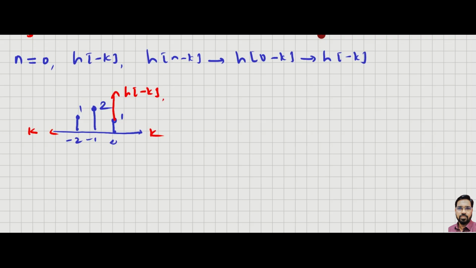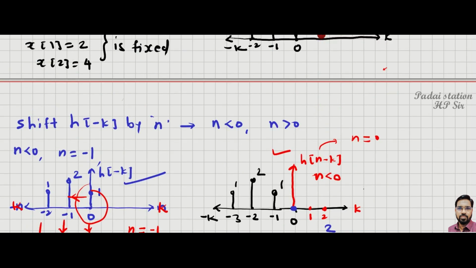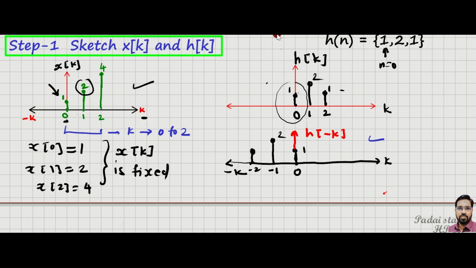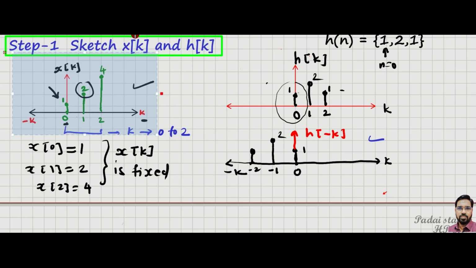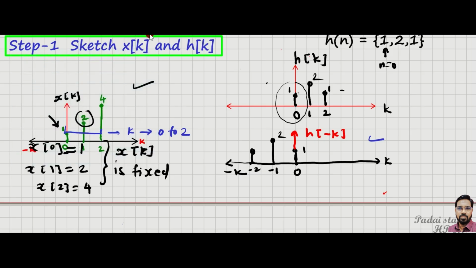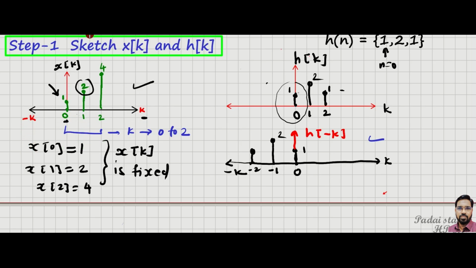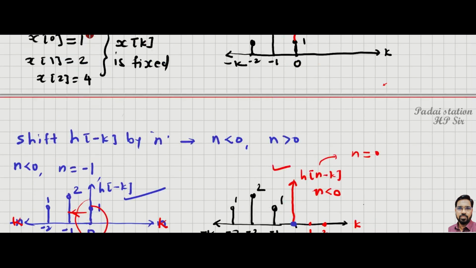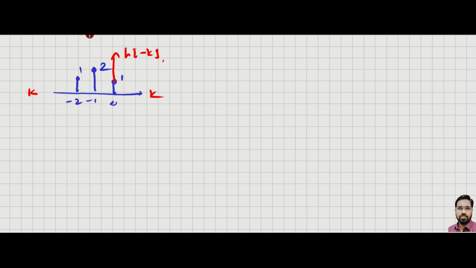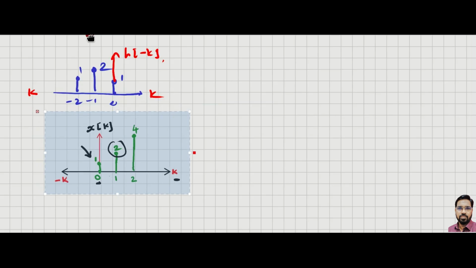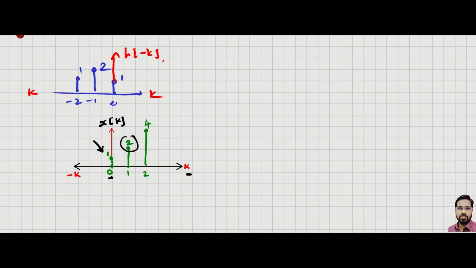Now we have x of k. We can sketch x of k here again, or we can take values from that x of k. So I will copy x of k and put it there, pasting it below this. So no need to redraw the sequence. Here we can compare graphically.